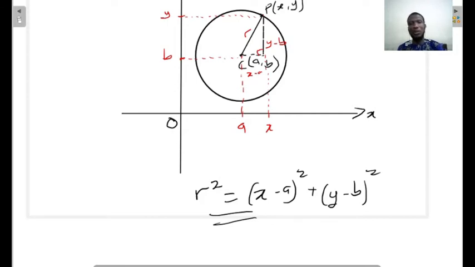So it means whenever you are asked to find the equation of a circle, you are given a center and a point on the circumference, you just join the center and the point to form a radius. You form a right angle triangle with the radius, then using Pythagoras theorem you get this. Let's assume the center of this circle is the origin. The center of this circle is here. So let me just do that quickly to demonstrate something.